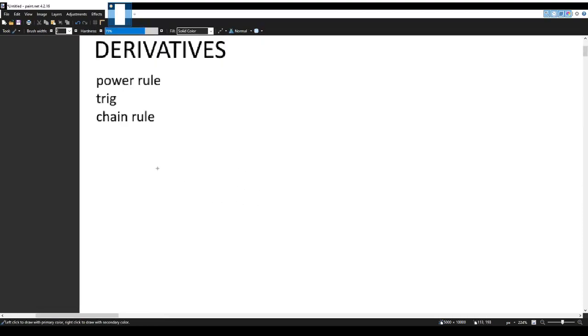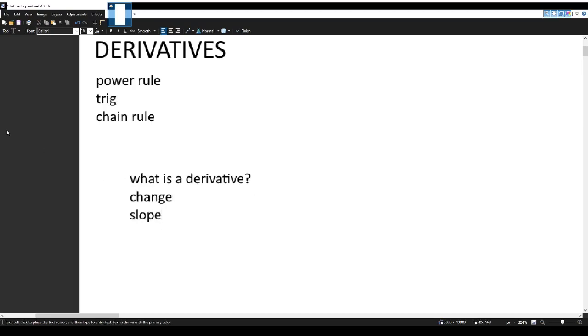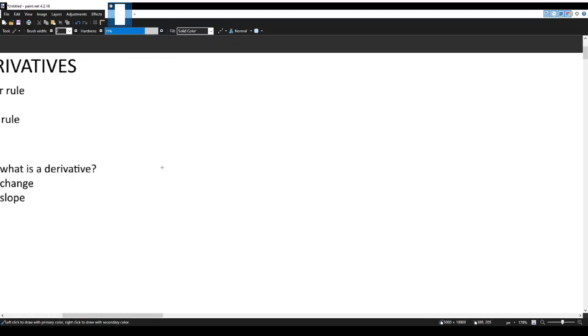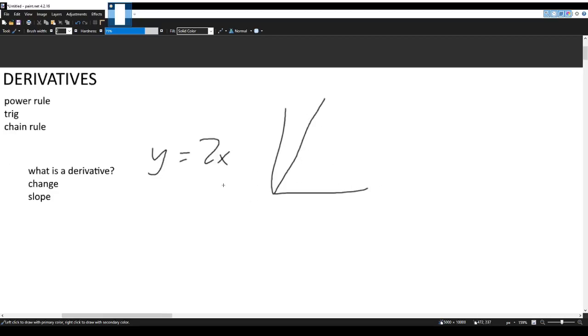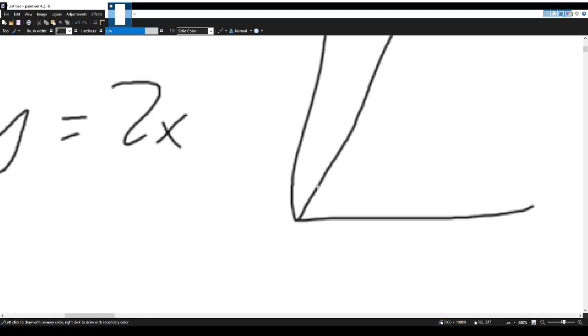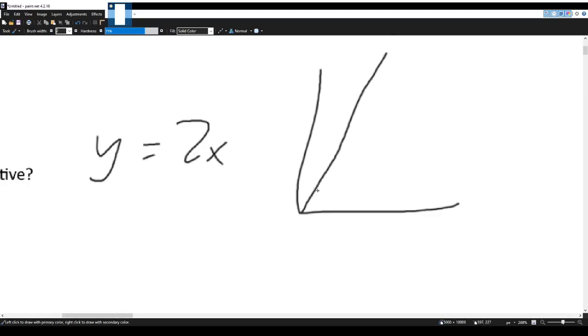Right. Well, let's say, what is a derivative? A derivative, you can think of it as the change or the slope, I think are mainly the ways I think about it. So if you have, let's say, the function y equals 2x, you want to see how much it's changing by at each change in x. So if I go over some distance x, how much is it changing by?